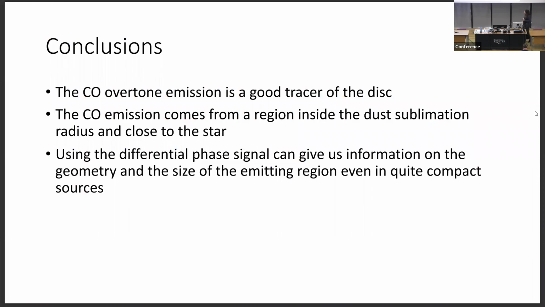And just to conclude, there's no doubt that the CO emission is a really good tracer of the disk. The problem is that it's not as common, and this is something we're also trying to investigate. And unfortunately, there are not that many models of the inner disk, and this is also something we're working on to try and understand why we see this CO emission in some cases and why not in others, and what are the conditions that are needed to really have this emission. What we find is that this CO overtone emission comes from a dust-free region really, really close to the star. So in the case of 51, it is at 0.1 AU from the star.